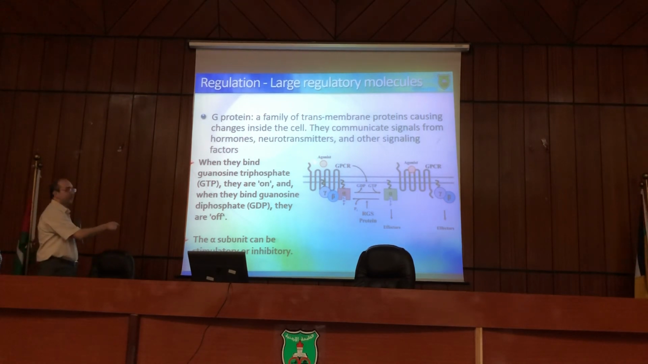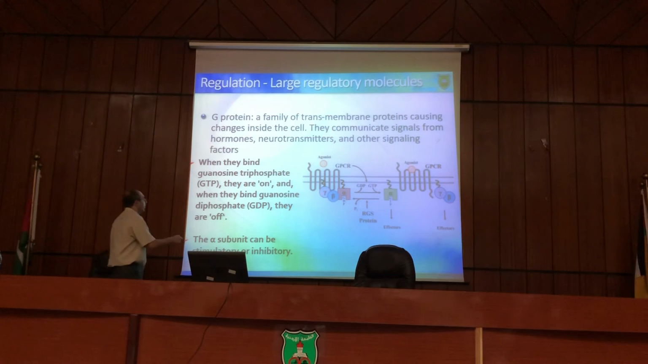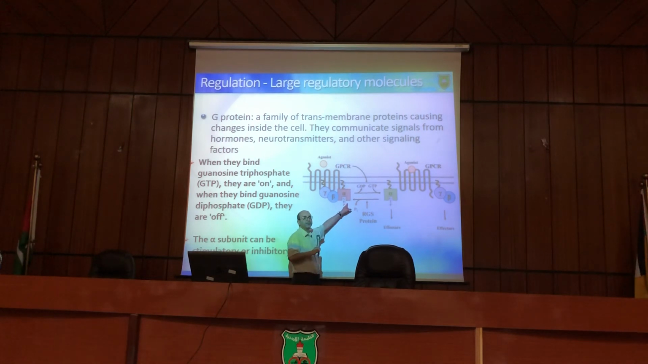A ligand, like an agonist, binds to this receptor. The structure of the receptor changes. It makes G protein able to bind to that receptor. When G protein binds to the receptor, there is a change in the structure of G protein. The alpha subunit is released.